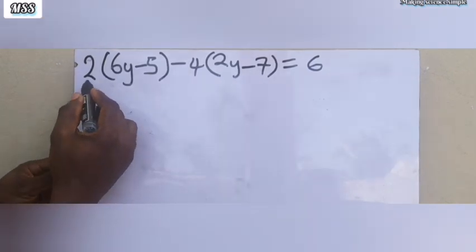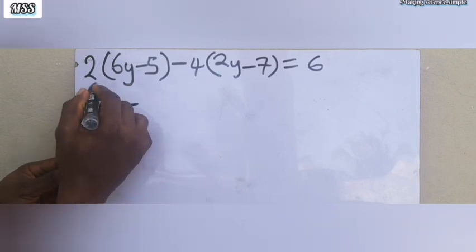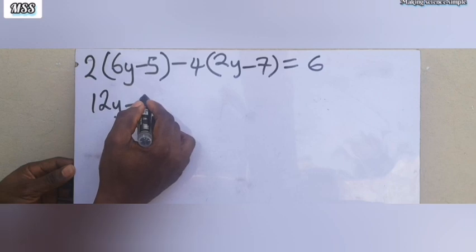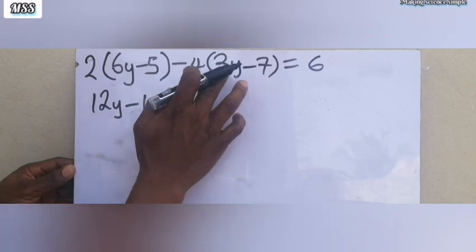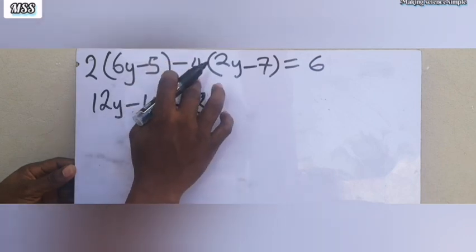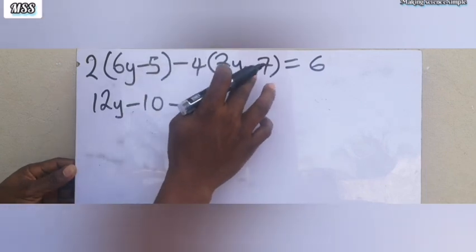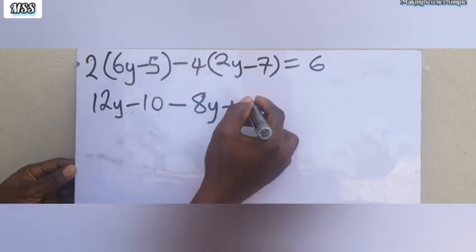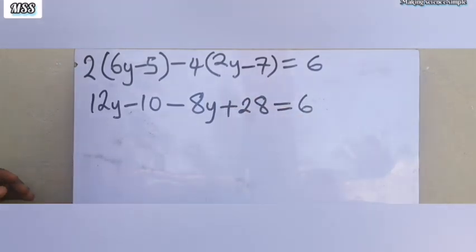So now let's go. 2 times 6y will give us 12y, minus 2 times 5 is 10. Now we are taking minus 4 times 2y, which will give us minus 8y. Minus 4 times minus 7 will give us plus. This minus times minus is plus, so we're going to have plus 28 here. This is equal to 6. Okay, remember we are collecting terms. We are using the collecting terms method to solve this equation.